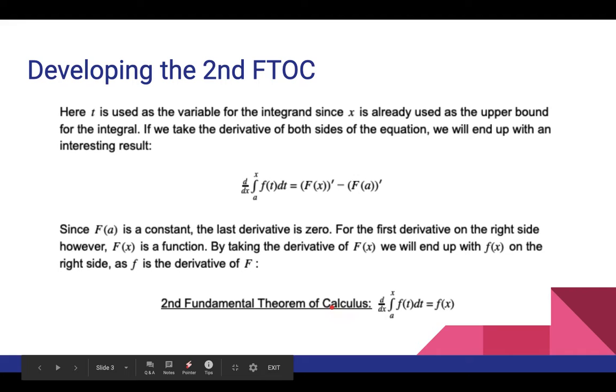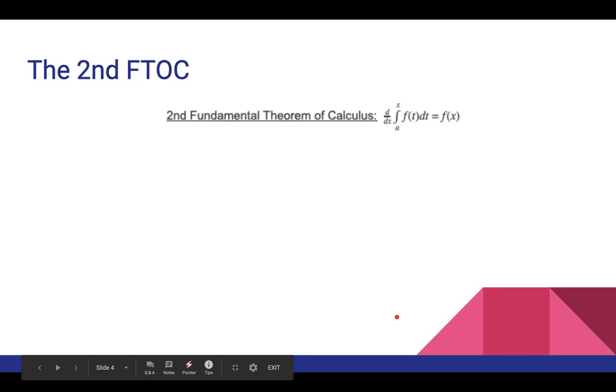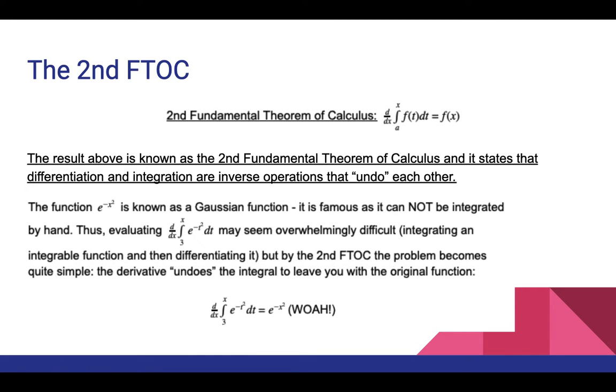The second fundamental theorem of calculus tells us that the derivative of a definite integral is going to be equal to the original function lowercase f. So how is this quite useful for us? This result is known as the second fundamental theorem of calculus, and it states that differentiation and integration are inverse operations that undo each other. Essentially, if we take the derivative of an integral, we end up with the original function inside of our integral.